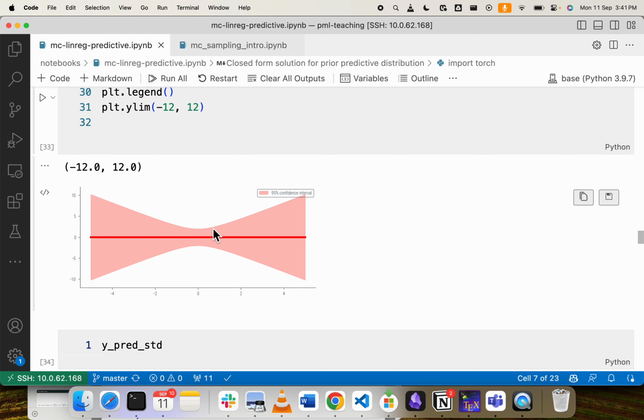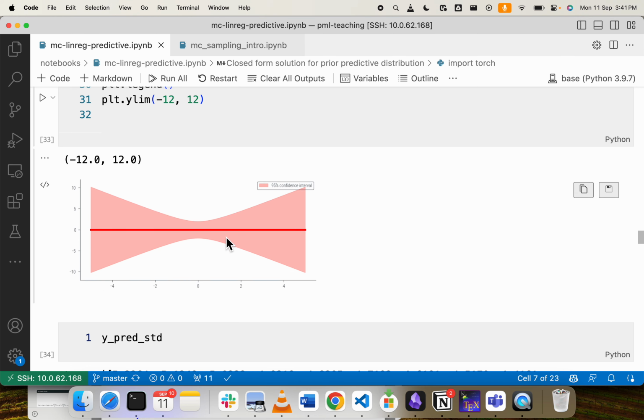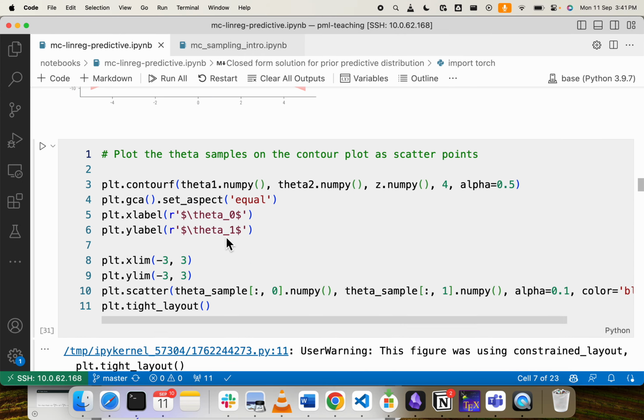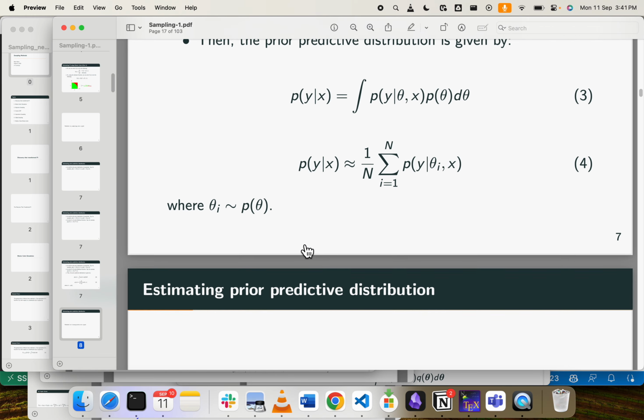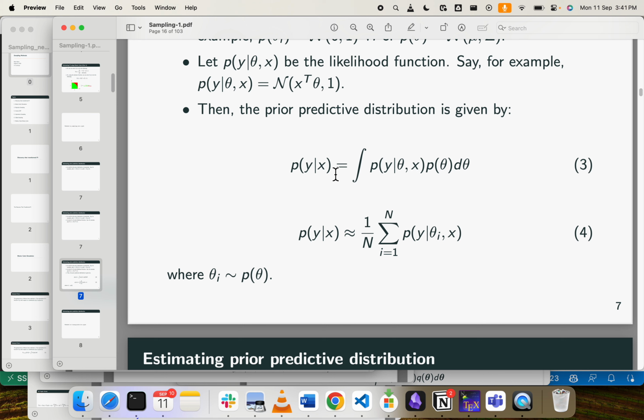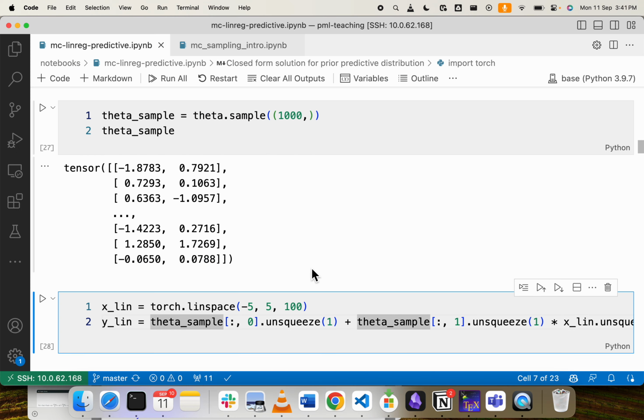So our closed form distribution, the predictive distribution, importantly again it's predictive, so it's probability of y given x. To be able to solve this, we brought in theta and we integrated it out, right? P of y given x is the integral of P of y given theta and x times P of theta d theta, and that we write as this summation. Any question in this?